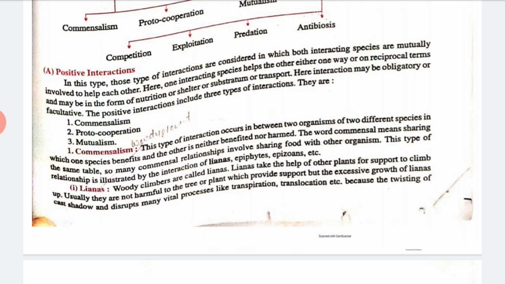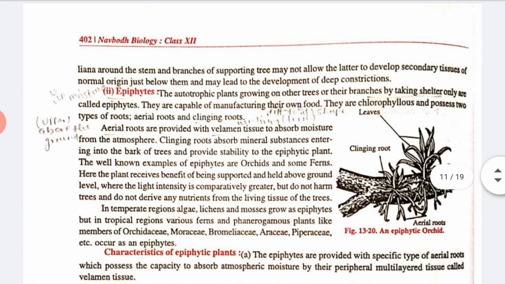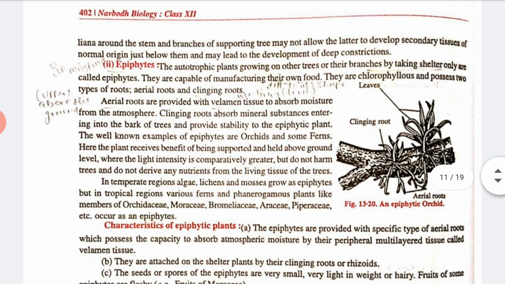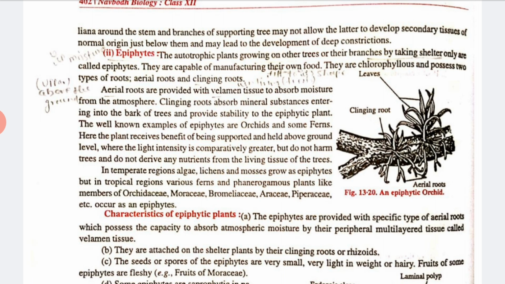So what is commensalism? This type of interaction occurs between two organisms of different species in which one species benefits and the other is neither benefited nor harmed. Okay, yes. Now let's talk about the next. Here we have some examples also, like lianas. These are known as woody plants. You can see here this woody plant is given. Yes, this is known as lianas.